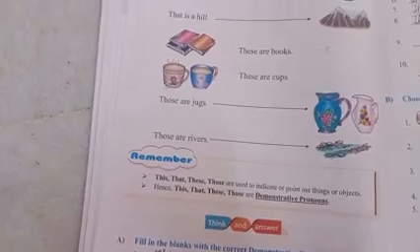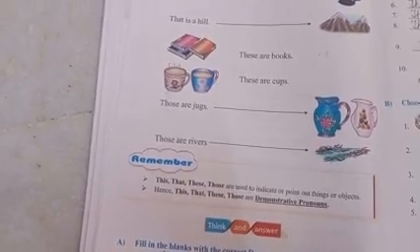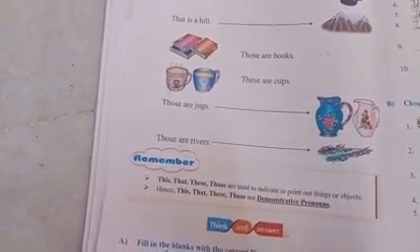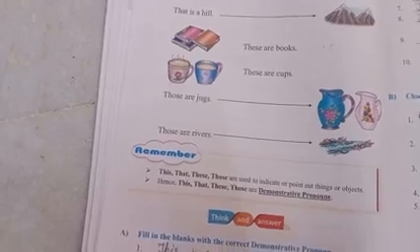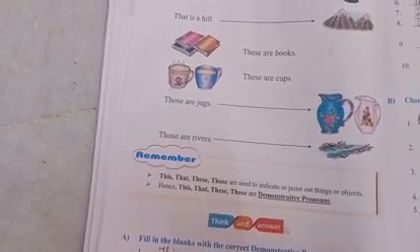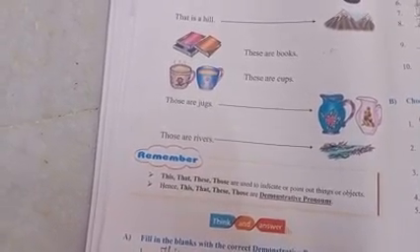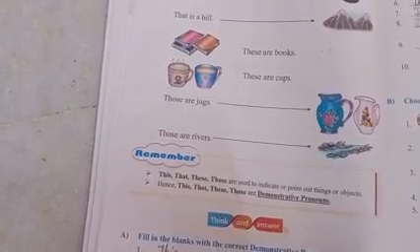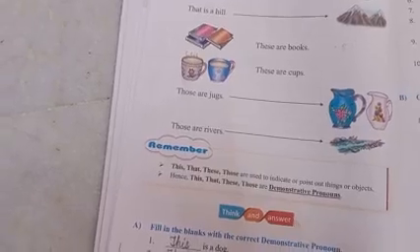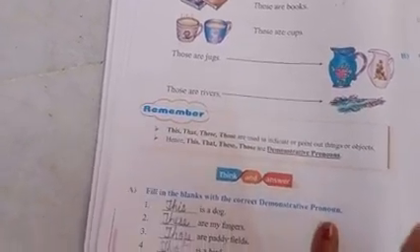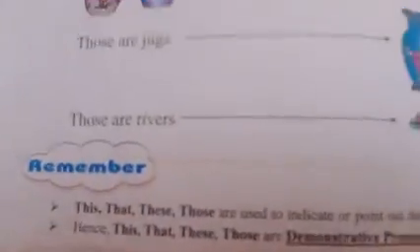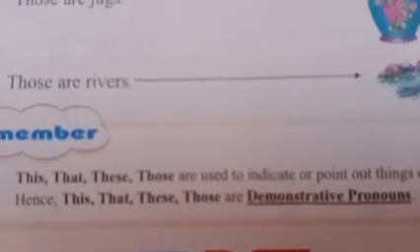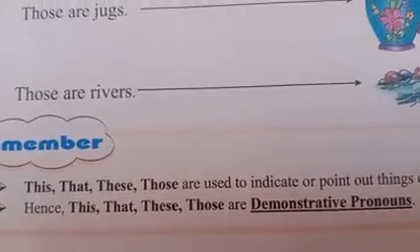But for far off things, and if it is in singular, we use that. That is a hill, that is a bird, that is a rainbow. And for far off things in plural form, we use those. Those are stars, those are jugs, like that. Hence this, that, these, those are demonstrative pronouns. Now let us do some exercises.